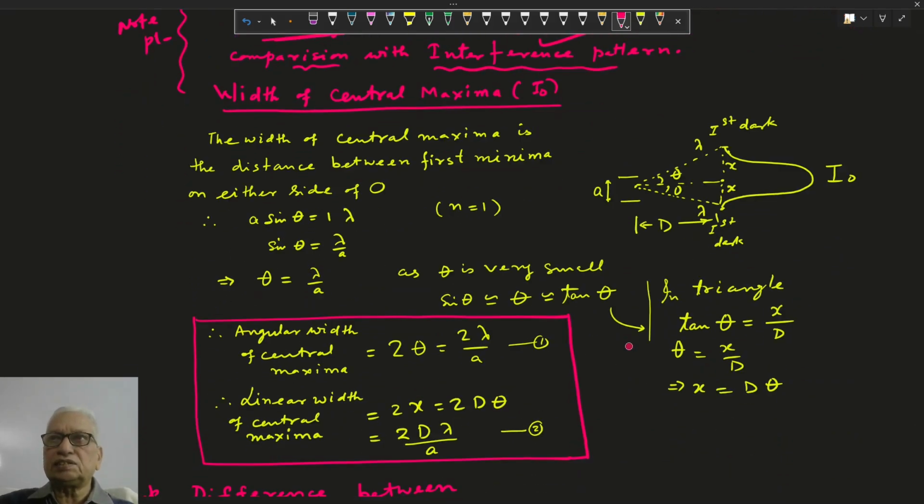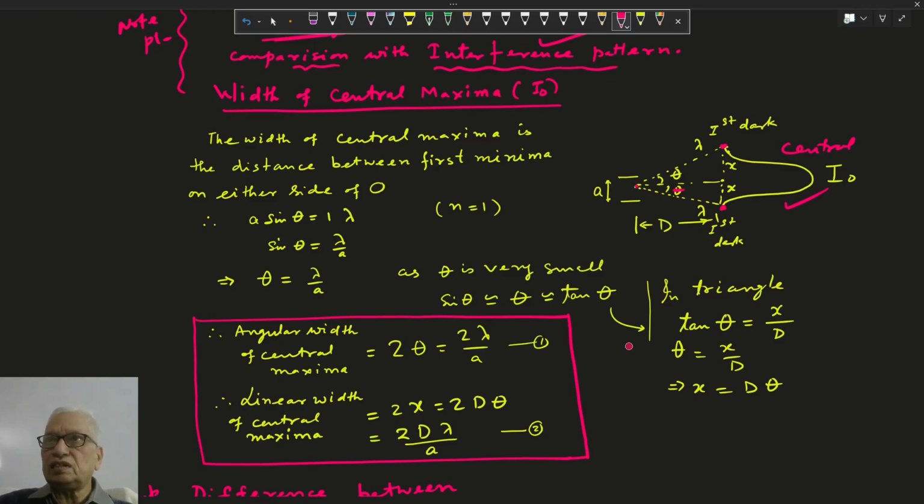Let us say this is the slit, and we are considering only the central bright fringe. Here, the extreme point must be dark. First dark this side, first dark opposite side. In between we are getting the central bright fringe. So here dark first and dark first here. This angle 2 theta is called angular width, and 2x is called linear width.